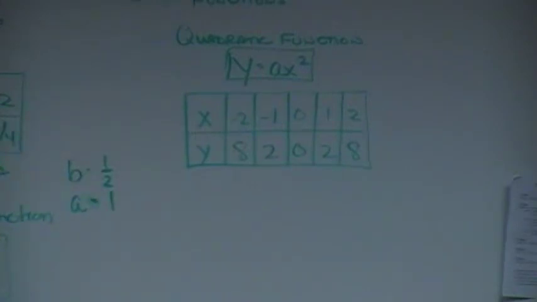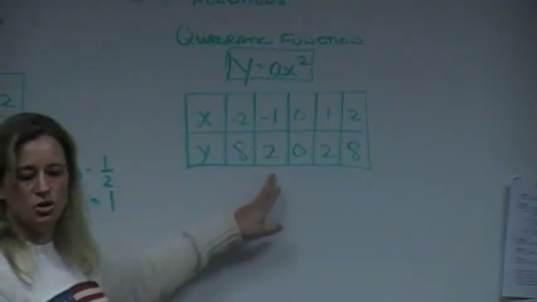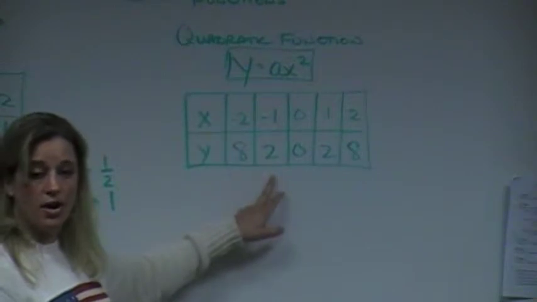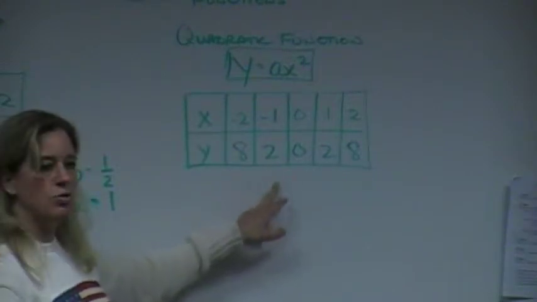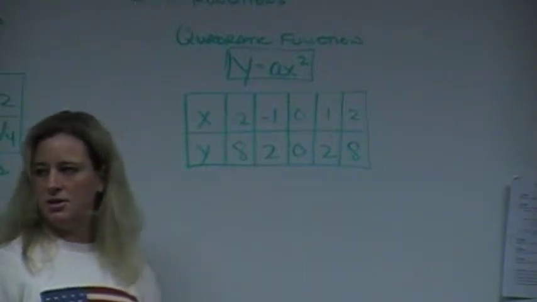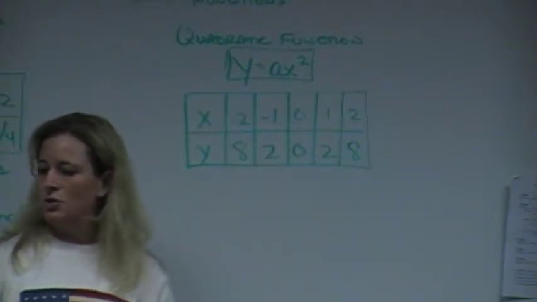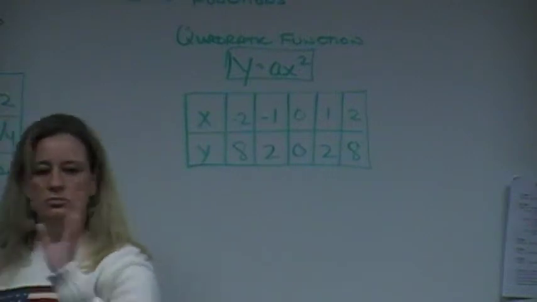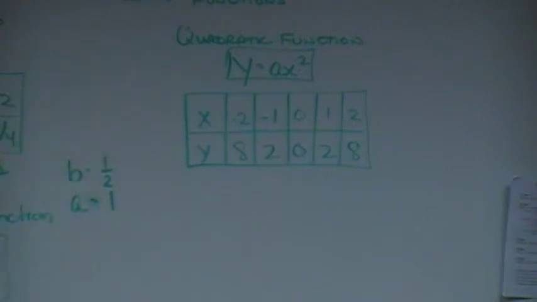Do I multiply by the same number? What do I have to multiply 8 by to get 2? 1/4, right? Well, is 2 times 1/4 0? So therefore, am I multiplying by the same number every time to get the next y value? So it's going to be either a linear or an exponential? No. So we automatically know that it's a quadratic.